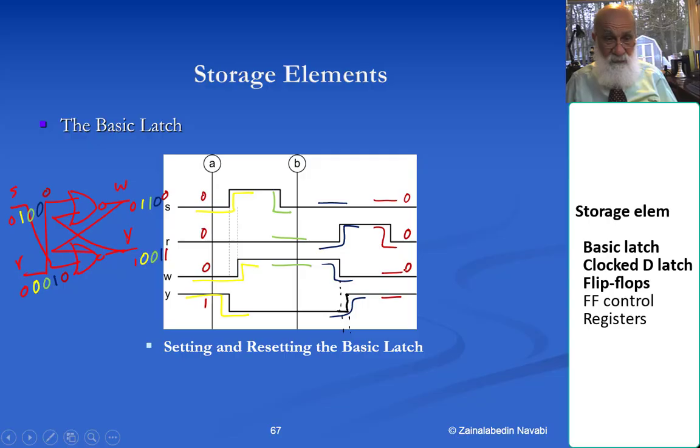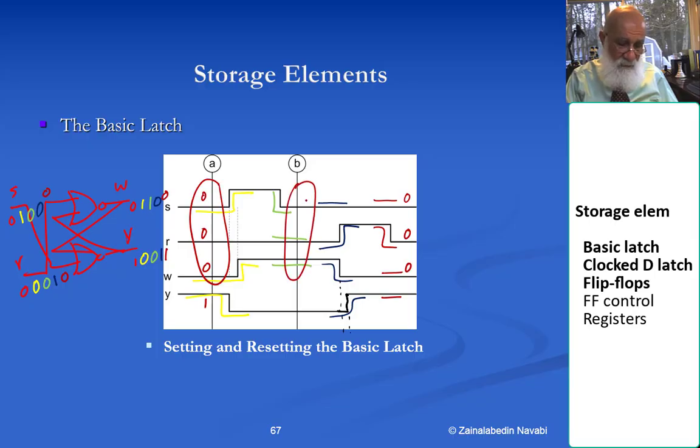Now let's look at this circuit here. Let's say that my real output is the W output. Let's not look at the Y output. I see that at the beginning, where I'm calling it state A, my S input is 0, my R input is 0, my W output is 0. Okay, so here is the situation right here. Then later on, my input is 0, my other input is 0, but my output is 1.